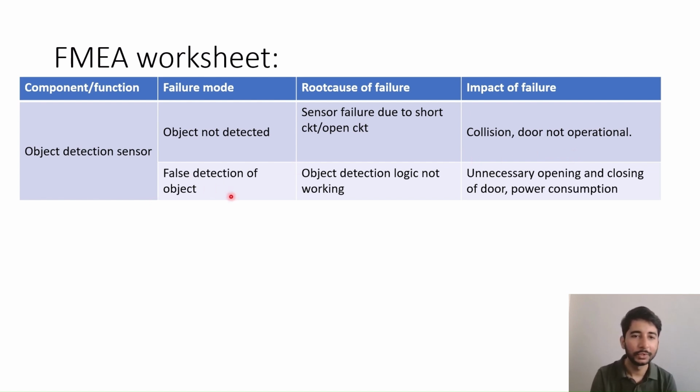For the second failure mode, that is the false detection of the object, the object detection logic may not be working, or there can again be some sort of circuit failures like the open circuit and short circuit. And in both the cases, the unnecessary opening and closing of the door and extra power consumption will occur.